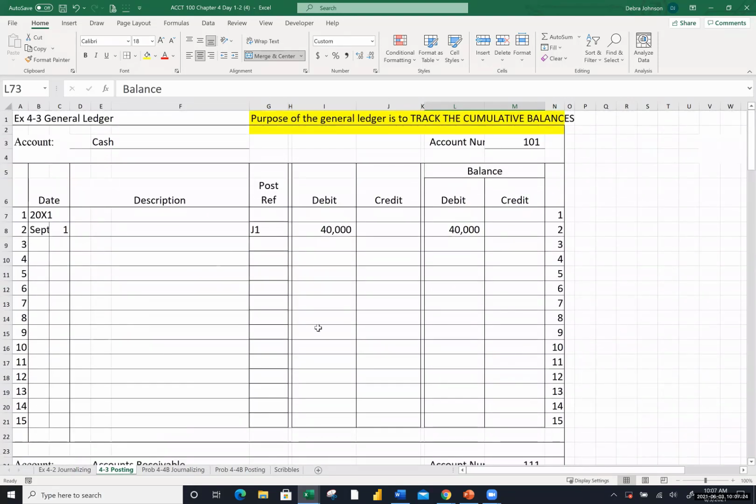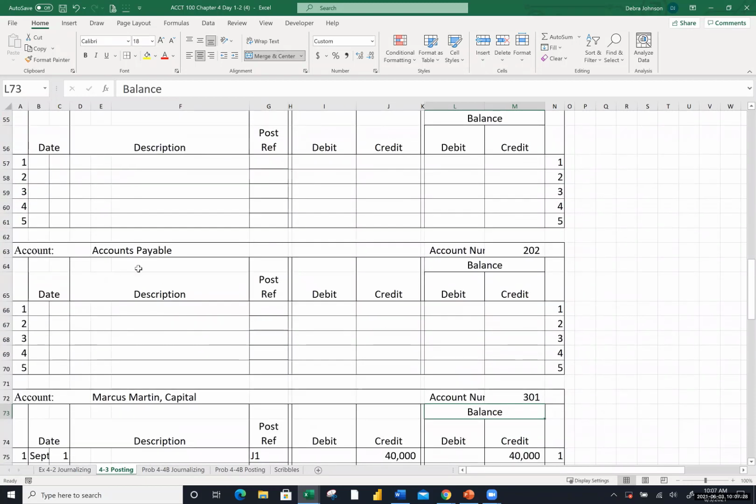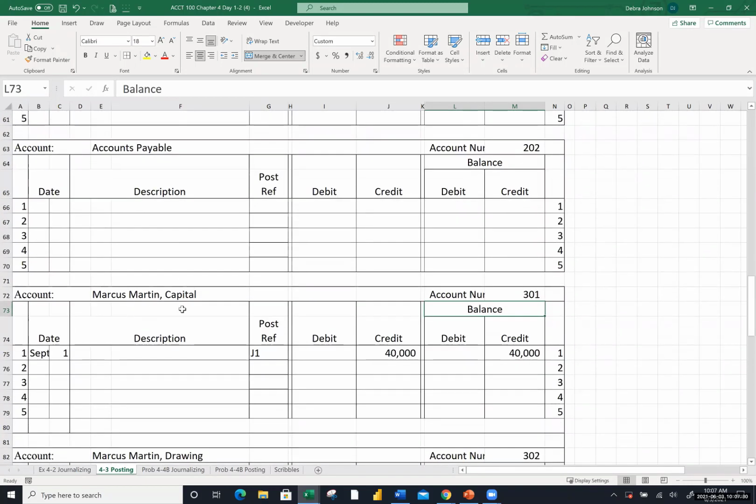This starts with all the assets. I'm going to keep on going. And then I'm looking, now I'm to my liabilities. I'm looking for that capital account. So here it is. It's on around line 72, unless you change the numbers. Do you see it? Yes.